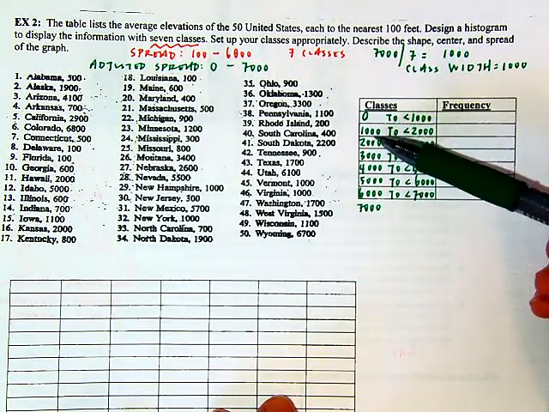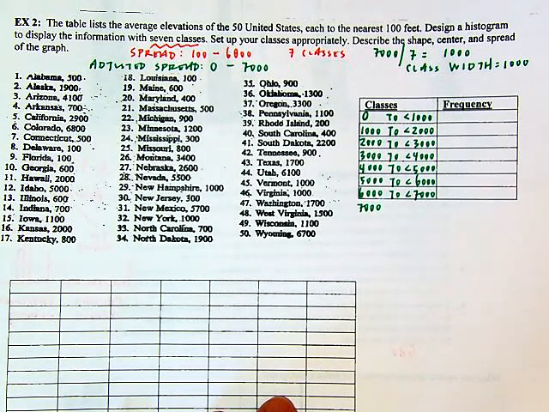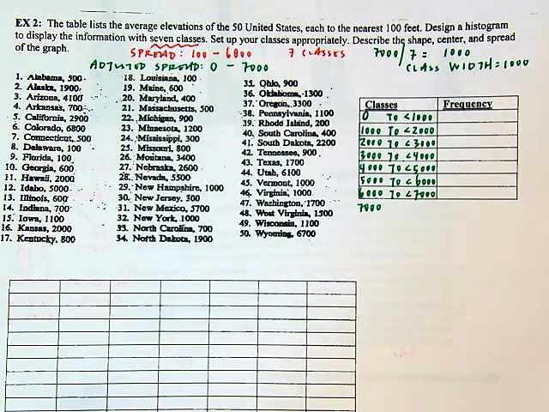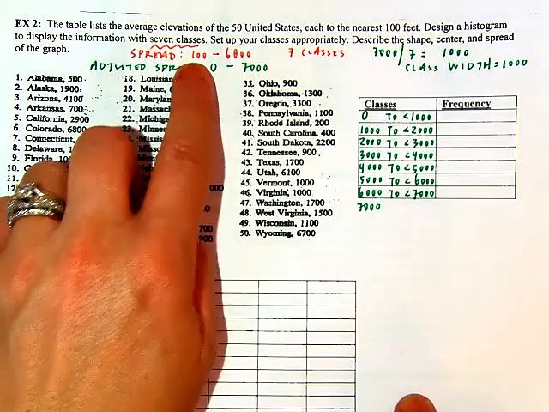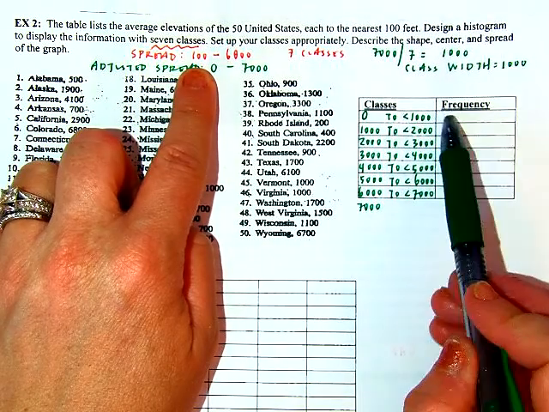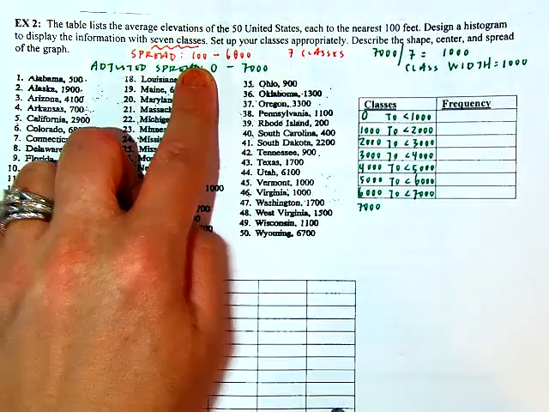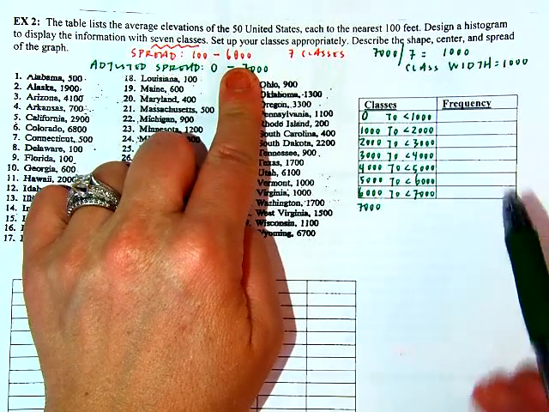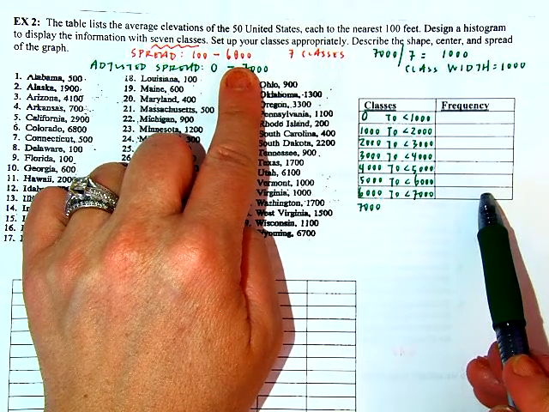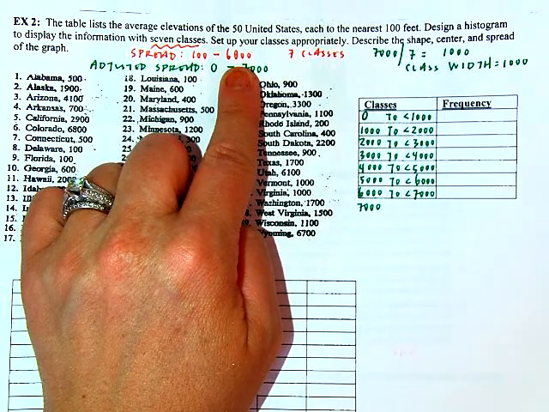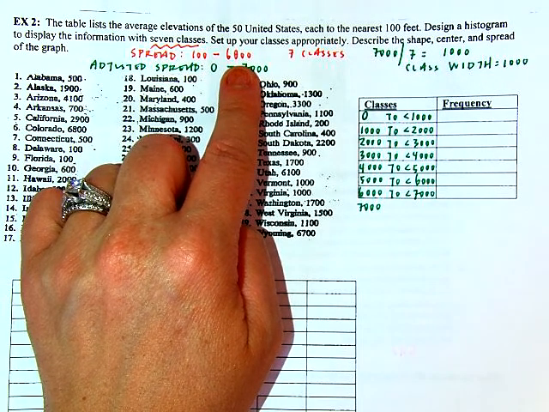I have 7 classes. And I just want to double check, does every piece of data have a place to go? I can see that my low value is 100. Great, that would have gone right here. My largest value is 6,800. Great, I have room for it right here. So I just want to make sure that every piece of data will have a place to go.